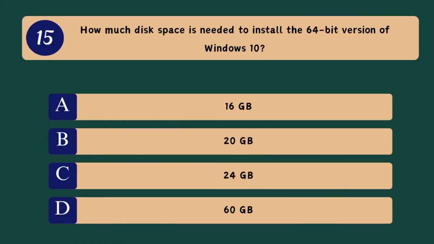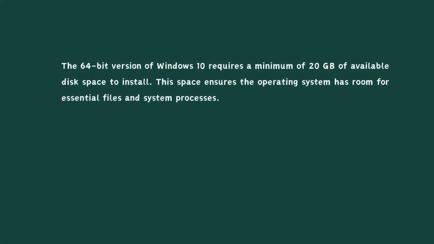Question 15. How much disk space is needed to install the 64-bit version of Windows 10? A. 16 GB. B. 20 GB. C. 24 GB. D. 60 GB. Correct answer: B. 20 GB. The 64-bit version of Windows 10 requires a minimum of 20 GB of available disk space to install. This space ensures the operating system has room for essential files and system processes.